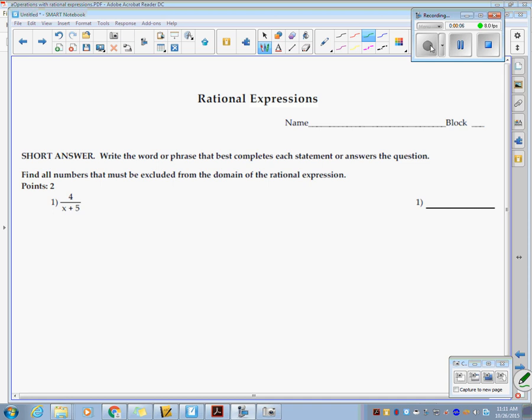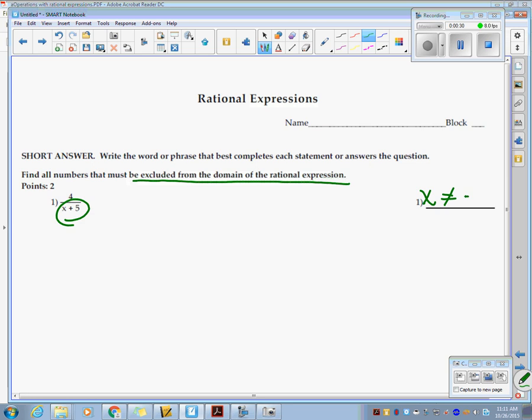The quiz. So what I realized as I began to grade these was that you guys didn't realize what this means. This means the restrictions need to be listed. And the only restriction on this is that x cannot be -5. Because if x was -5, in this case, then you would be dividing by 0. And you may not divide by 0. And that was a 2.